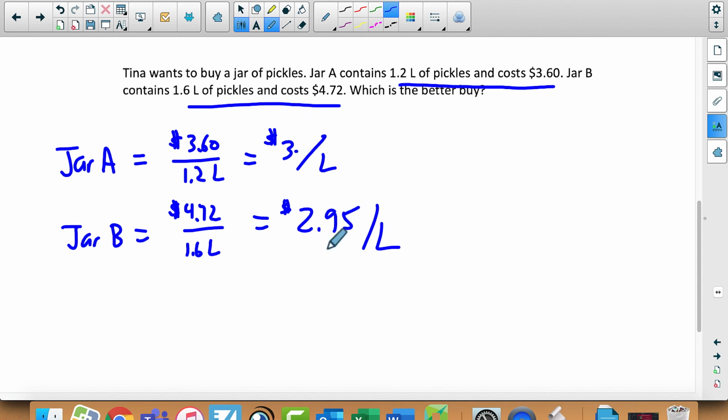$3 per liter or $2.95 per liter? What would you rather pay? Of course you'd rather save that 5 cents. What a victory for you. So jar B is the better buy because it's cheaper. It's a smaller number when you get the unit price. Alright, so that's the idea with rate and unit rate and best buy.